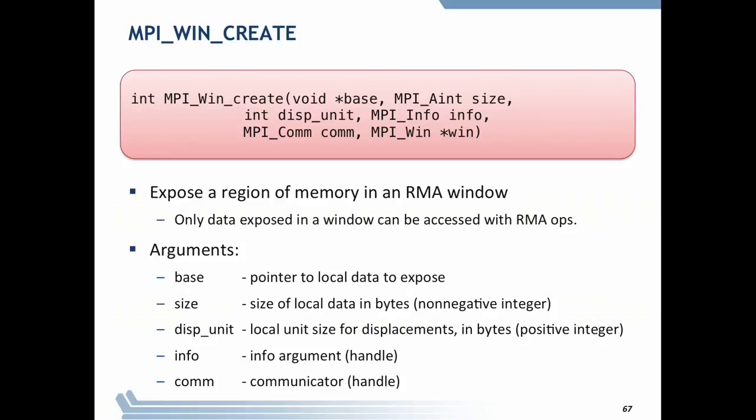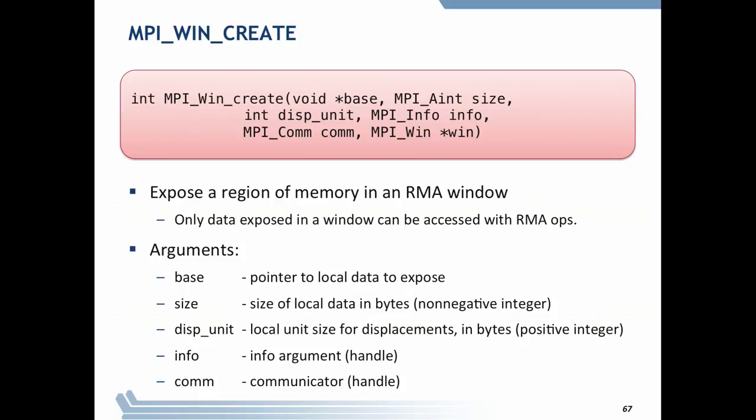But you could also use, for example, the size of an int or size of a double, in which case your offsets are all going to be in units of doubles. So for example, if what you're doing is exposing an array of doubles, if the displacement is the size of a double, then when we get to the communication routines and you see the offset, an offset of 3 will mean go to the third double from the beginning of the window. 0th, 1st, 2nd, 3rd. Right?